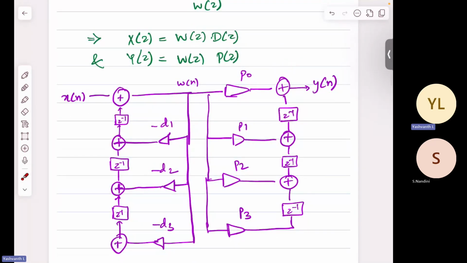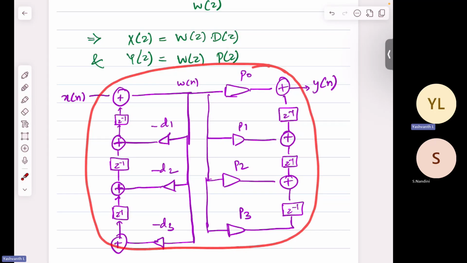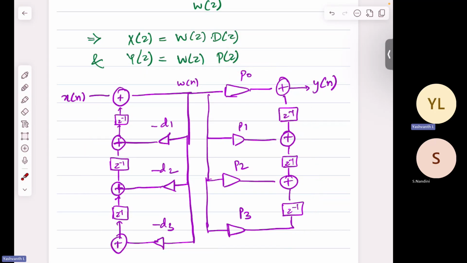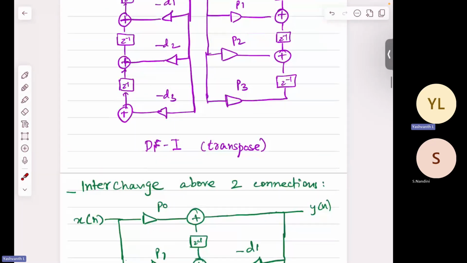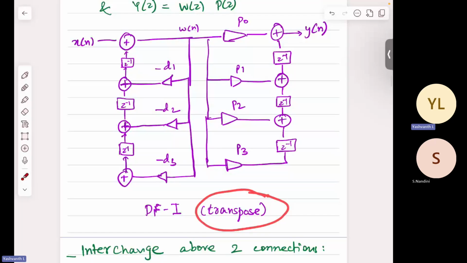So it turns out that this structure is slightly different from whatever structure you had derived in the direct form 1. You can see it very clearly. It's just slight differences in the structure, but all of them will simply implement the same operation at the end of the day. So that is called direct form 1 in transpose.